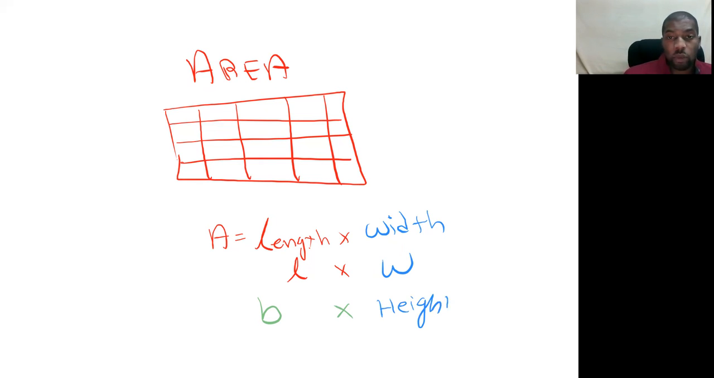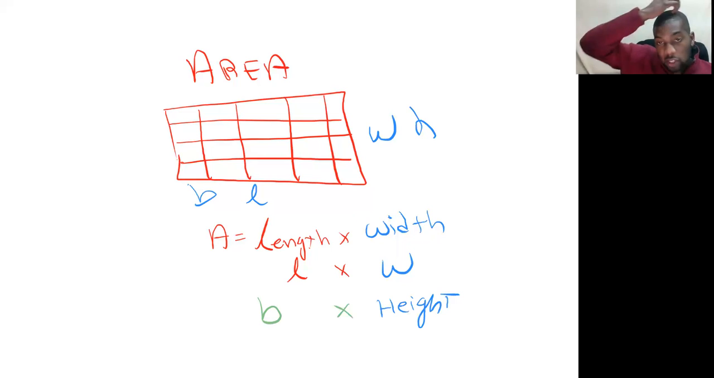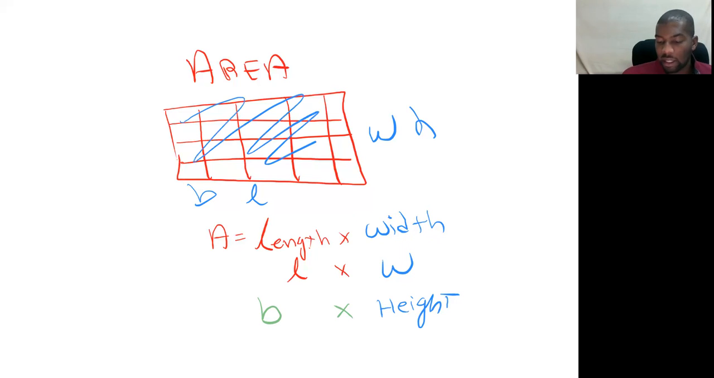Now, it doesn't really matter which one you think is the length and which way you think is the height. This could be the length because it's usually longer, and then this could be the width, or vice versa. This could be the base, and this could be the height. As long as you multiply them together, you will find the area to fill in the entire shape.